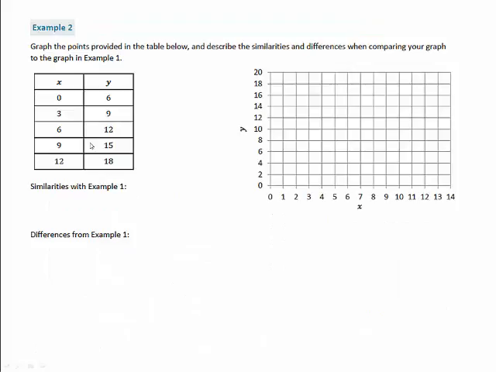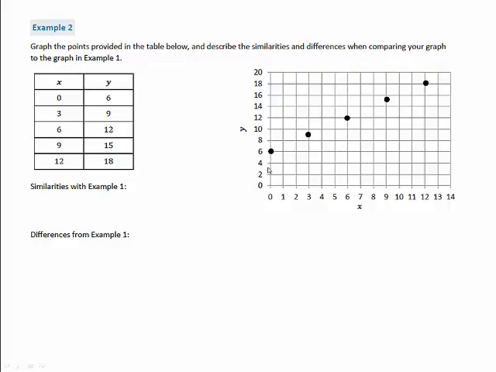In example 2, we're going to graph the points from this table, and we're going to describe how it is the same and how it is different from the previous graph. Here's the first point, 0, 6. Well, I can already tell that this relationship is not going to be proportional because it doesn't go through the origin, which is 0, 0. Here are the next points. They look to be in a straight line.